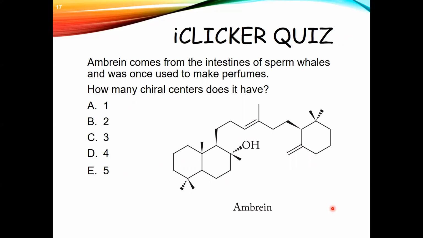Let's go back to our ambergris molecule, amberin. And I want you to count on it. How many chiral centers do you see in this molecule? Go ahead and pause the video and figure it out.